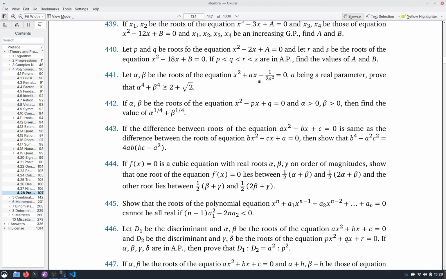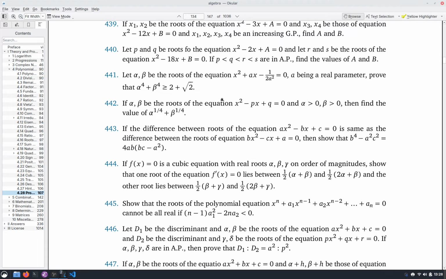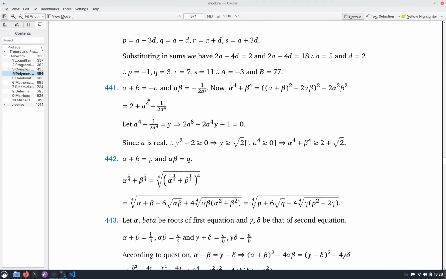So from this given quadratic equation, we have alpha plus beta is equal to minus a and alpha beta is equal to minus 1 by 2a square. Once we have that, we can write alpha to the power 4 plus beta to the power 4 is equal to alpha plus beta whole square minus 2 alpha beta, now this whole thing squared, minus 2 alpha square beta square. You substitute a for alpha plus beta and alpha beta, you get 2 plus a to the power 4 plus 1 by 2a to the power 4.